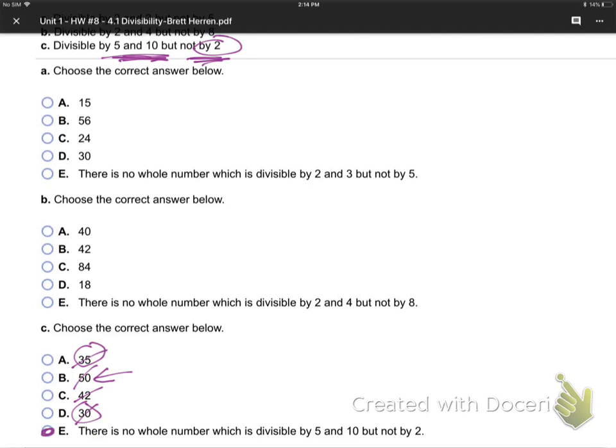What's the deal? Is there no whole number, or is there just no number in this list? Which one is it? None of these seem to work, but is there some other number you can think of that would work? Can you think of any number that would? So what do you think? Is there no number that fits this situation, or is it just none of these numbers? Can you think of any number that 5 and 10 go into, divide evenly into, but 2 does not? Is that possible? Could there be a number?